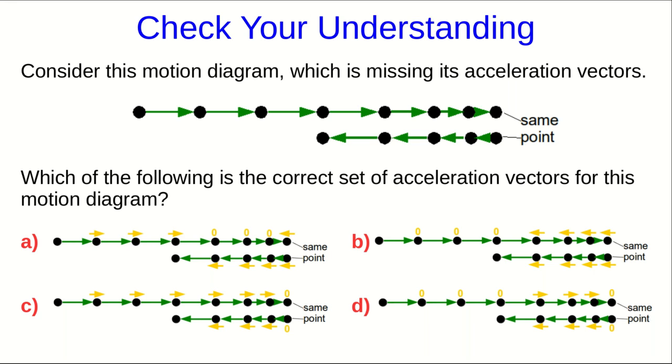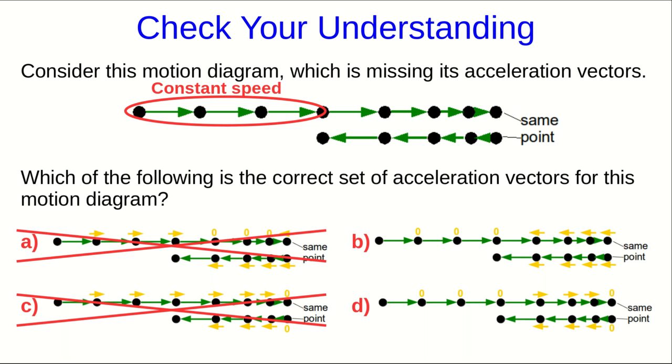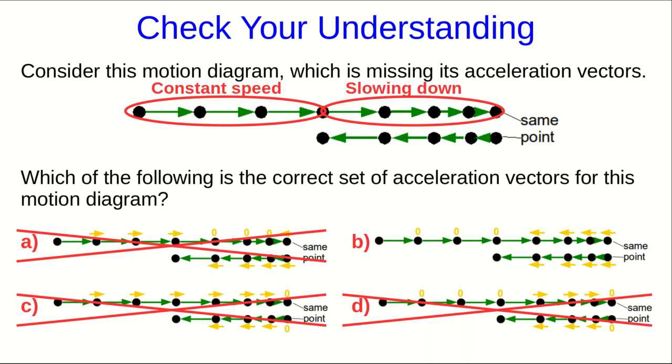Here is the question that I ended the previous part of this video lecture with, and let's go through the reasoning. So the first part of the motion is at constant speed, and so the acceleration there should be 0, and that eliminates A and C. In the next part, it's slowing down, and so the acceleration should point opposite to the direction of motion, and so that eliminates D, and the answer must be B.